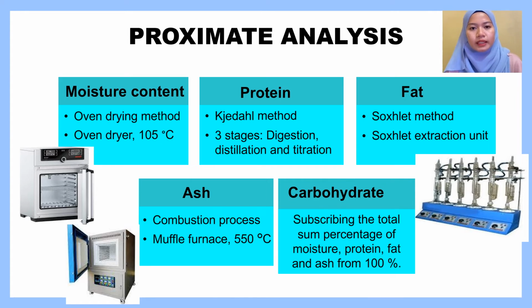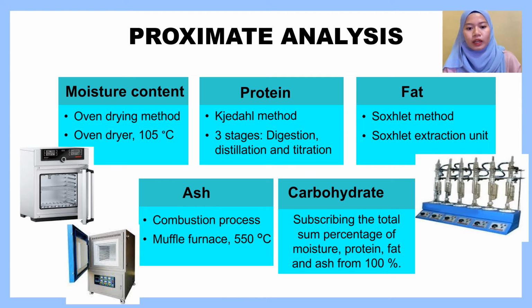Next, for the proximate analysis, the moisture content will be determined by using the oven drying method, where the temperature of the oven dryer is 105 degrees Celsius. The Kjeldahl method will be used for the determination of protein, which has three stages in this analysis: digestion, distillation, and titration.